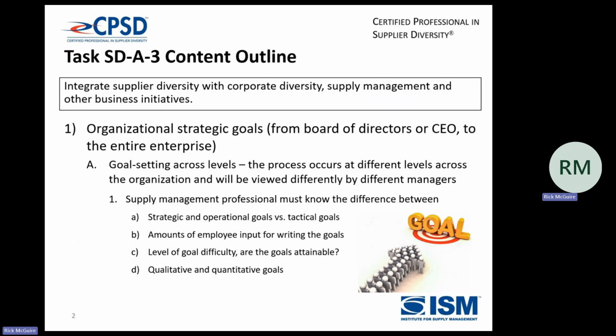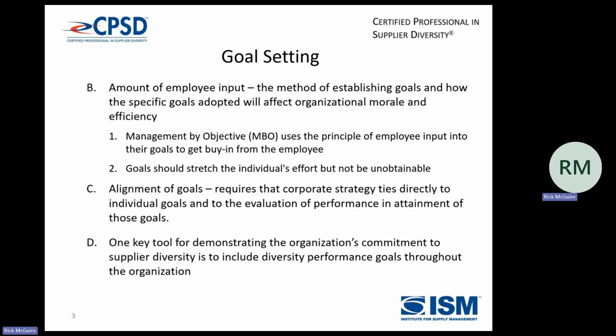Strategic goals are usually more than 5 years in length. Tactical goals are less than a year. Operational goals are somewhere in between. The amount of employee input, method of establishing goals, and how the specific goals adopted will affect the organizational morale and efficiency. So most companies will use something called MBO, or management by objective. It uses the principle of employee input into their goals to get buy-in from the employee. Goals should stretch the employee or the individual's effort, but not be unobtainable.